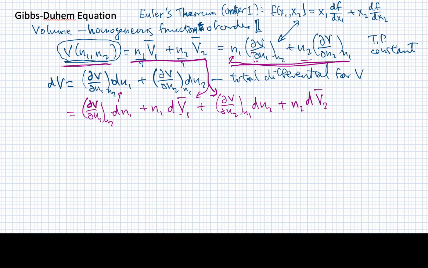Okay, but now when we compare this to this expression up here, we've got this term present and this term present, so those are present on both sides of the equal sign. So in fact, if we cancel them out on both sides of the equal sign, we would end up with an expression that looks like this.